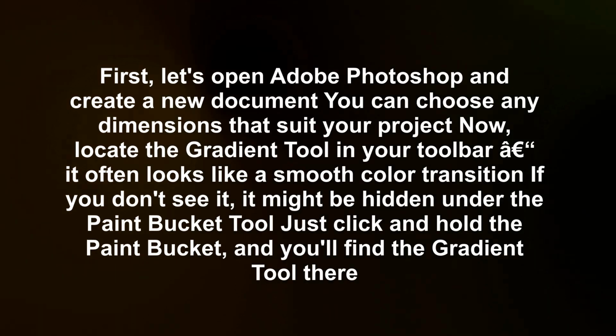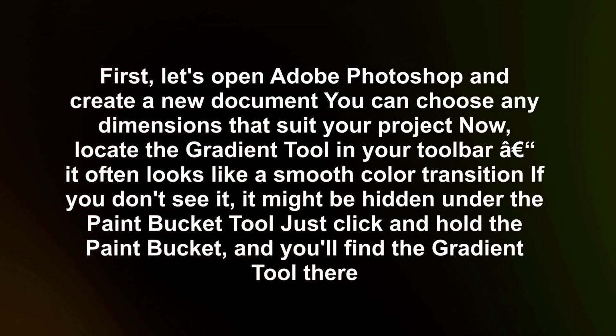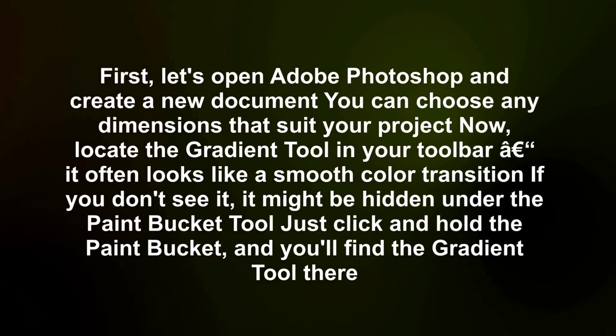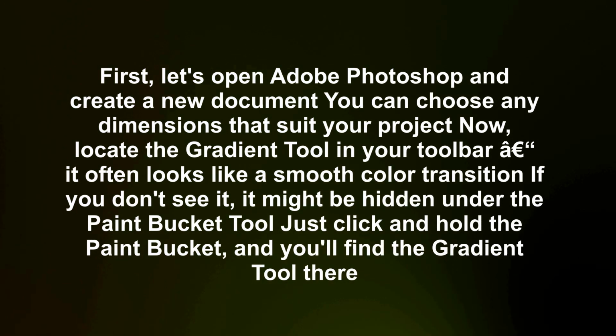Now, locate the gradient tool in your toolbar. If you don't see it, it often looks like a smooth color transition. It might be hidden under the paint bucket tool. Just click and hold the paint bucket, and you'll find the gradient tool there.